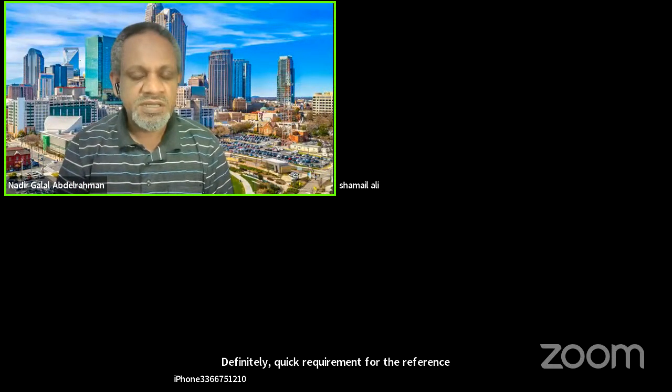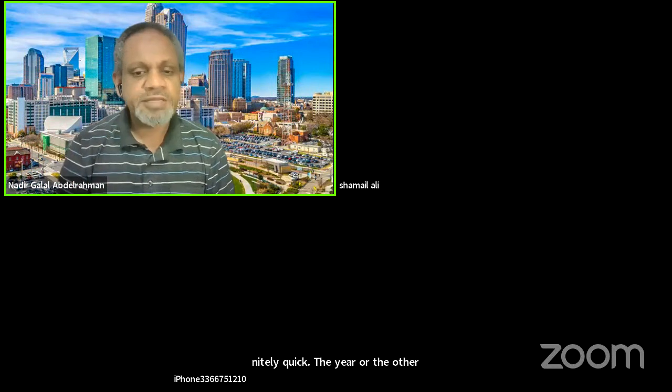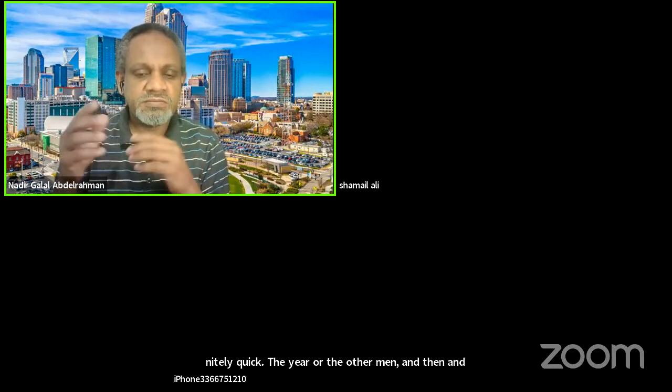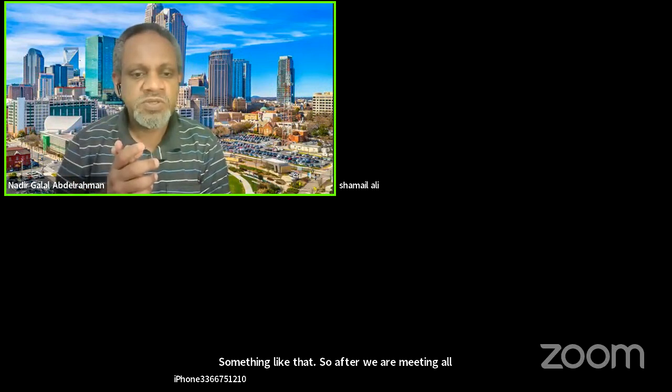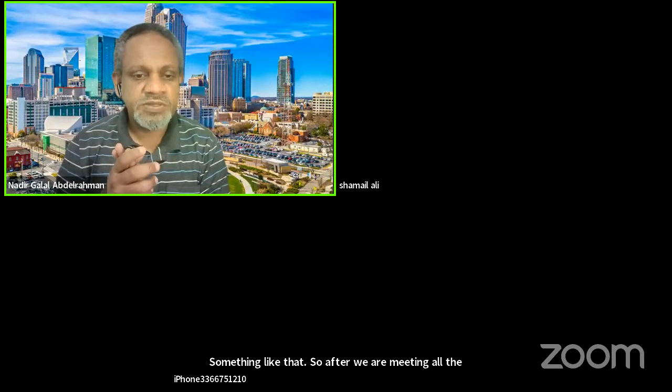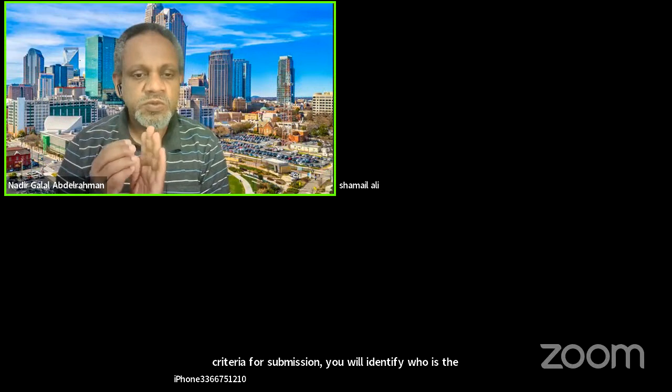This is the author name, and then the year at the end, something like that. So after we are meeting all the criteria for submission, you will identify who is the corresponding author, the person who will submit and then communicate with the journal.